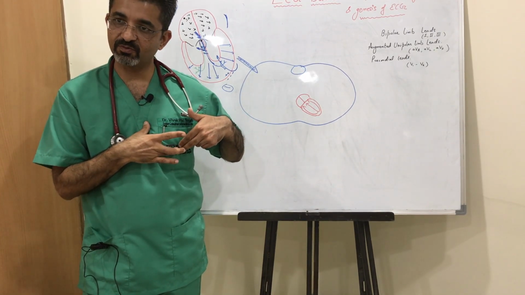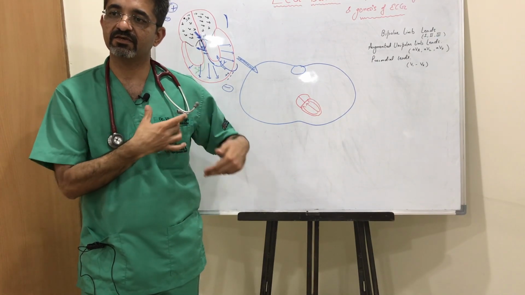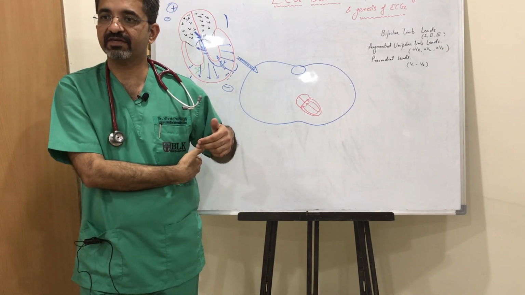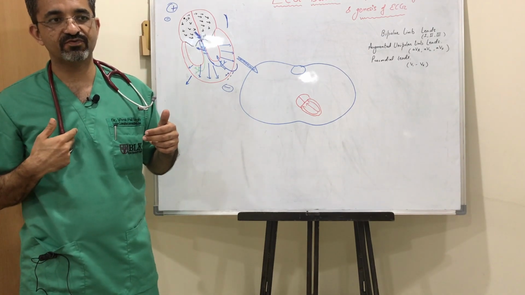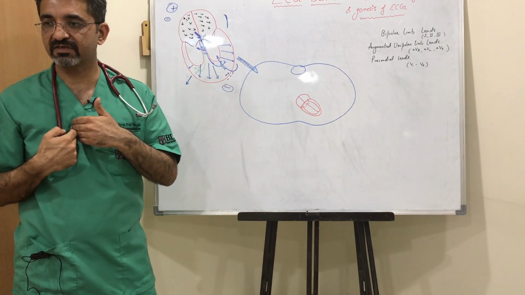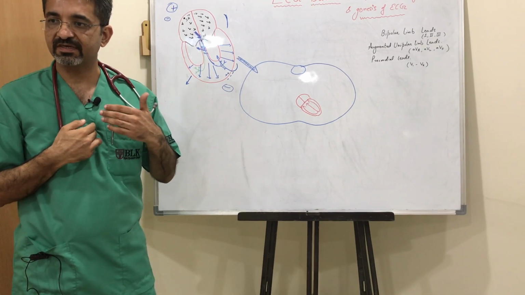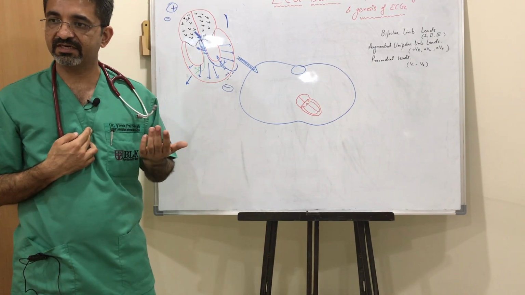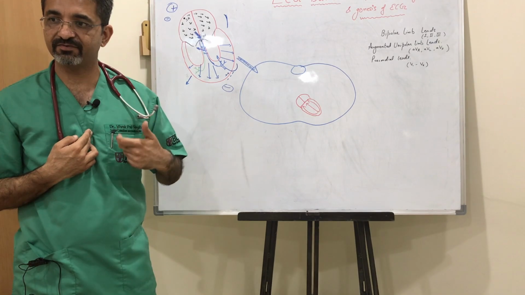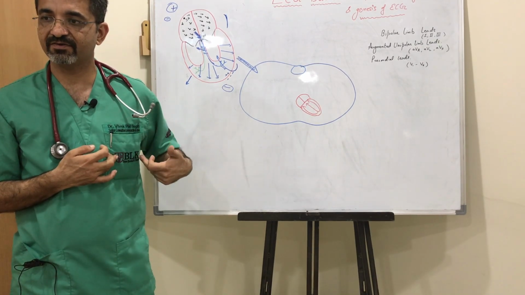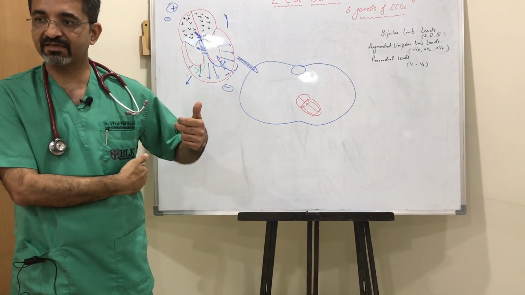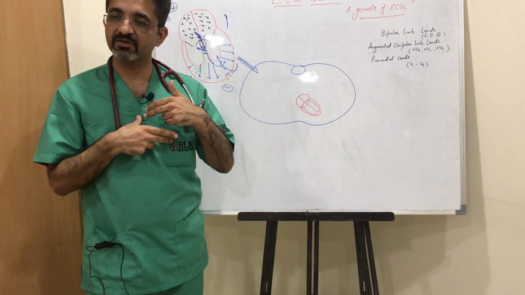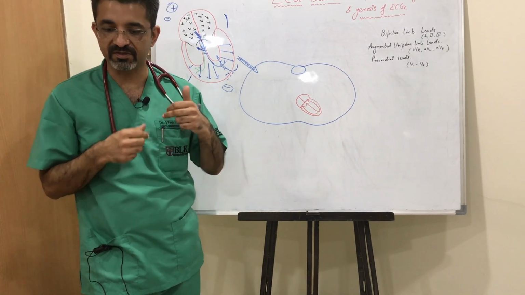For V5, again you move in your left 5th ICS, go to your anterior axillary line, and for lead 6 you go to your mid axillary line, right? So V1 is right 4th ICS, just adjacent to your sternum. V2 is left ICS 4th, adjacent to your sternum. You omit V3, directly go to V4. V4 is mid clavicular line 5th ICS, V5 is anterior axillary line 5th ICS, and mid axillary line is your V6. And in the diagonal line between V2 and V4 you put your V3.